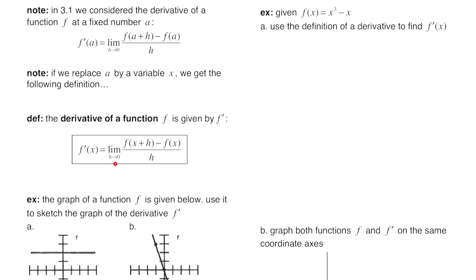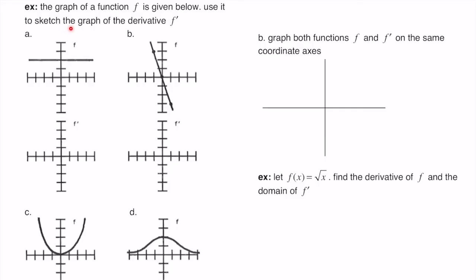It equals the limit as h goes to 0 of f of x plus h minus f of x all over h. This first example says the graph of a function f is given below. Use it to sketch the graph of the derivative f prime. So for part A, here's our function f. So f is a horizontal line. It's a constant value y equals 2. We want to graph f prime on the graph below.